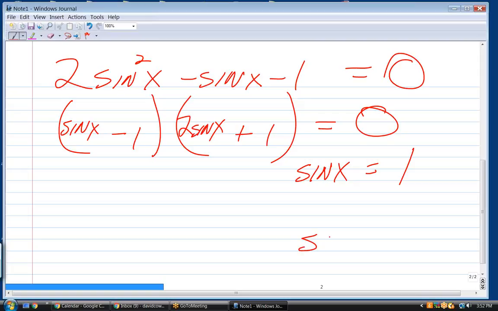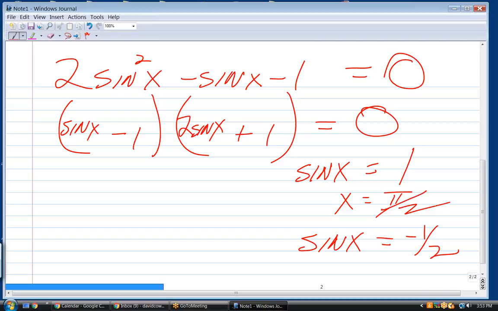One and negative 1. Now this one gives you negative 1/2. Okay, so those are the two solutions to the quadratic. Now we have to figure out what x is. In the unit circle from 0 to 2 pi, where is the sine equal to 1? Pi over 2. That's it.